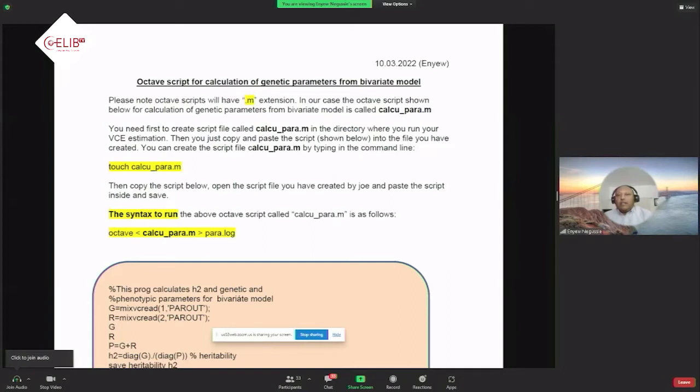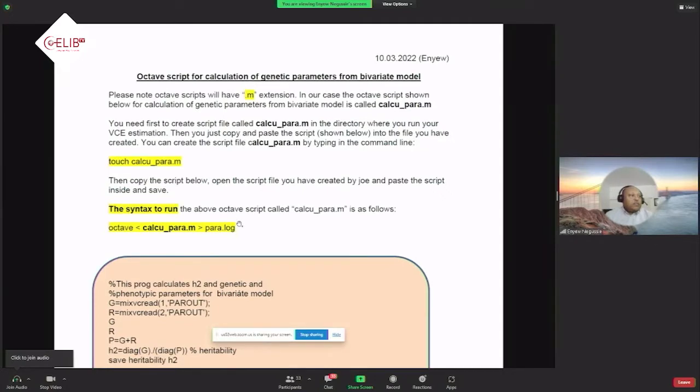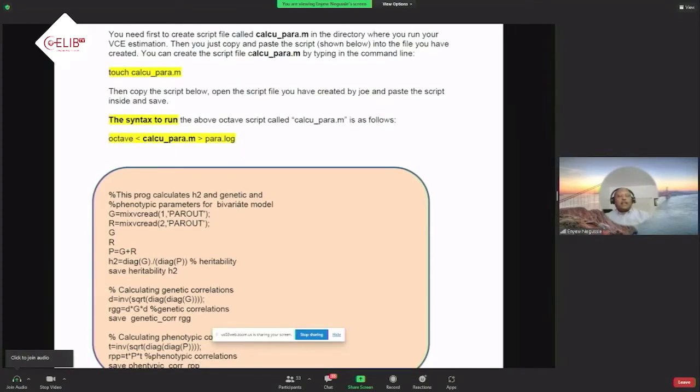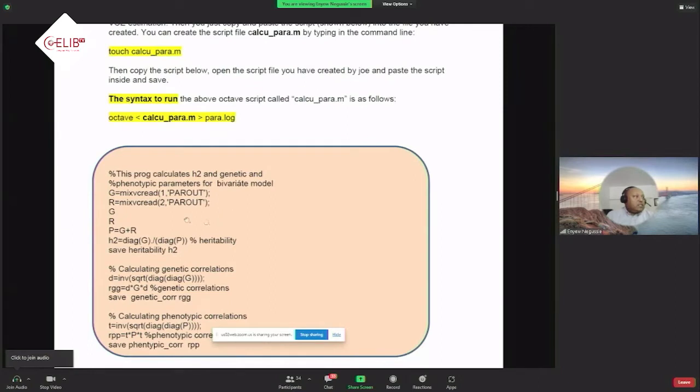So for doing that, one of the helps comes from using Octave. Octave allows us to write scripts to do mathematical computations. So in this case, I gave you a very small script that can read the 2 variance covariance components from the bivariate model and estimate for you genetic parameters like heritability of the 2 traits you analyzed, and the phenotypic and genetic correlations. So this is this one.